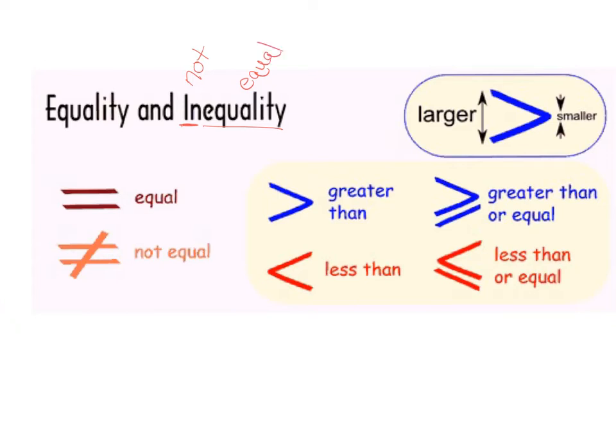So here are all the different types of signs. We have obviously the equal sign. Anytime you have a slash through the equal sign, that means it's not equal. We have the greater than symbol, the less than symbol, the greater than or equal to, and the less than or equal to. And if you notice, the larger side is the greater than, and the smaller side is the less than. So it's a good way to remember how to know if it's greater than or less than.